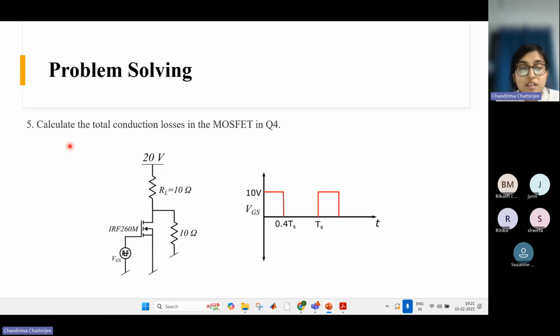Here they are asking, calculate the total conduction loss in the MOSFET in question 4. So it is the same problem; what they are asking is the conduction loss in this MOSFET. Conduction loss is very straightforward. You just need to know the RMS current flowing through the MOSFET and the RDS on. If you know these two quantities, the conduction loss will be simply ID RMS square times RDS on.